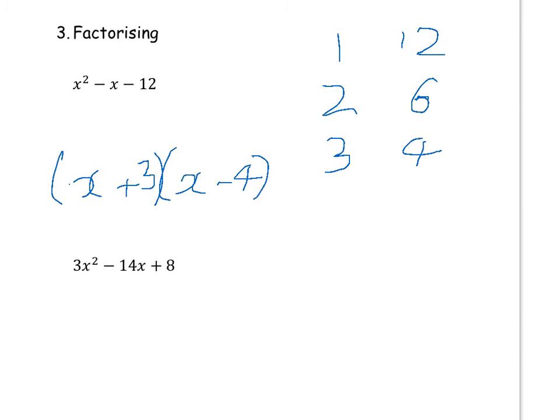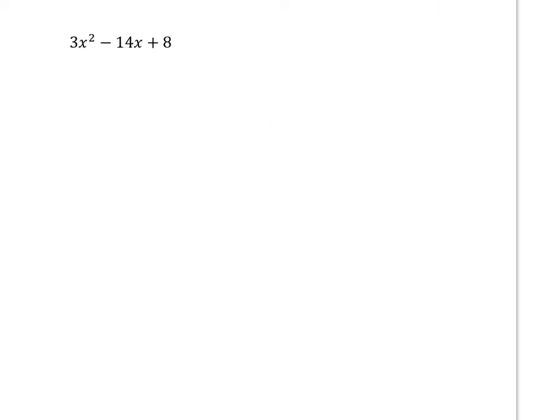Now, this is a more difficult style factorising question. You've got 3x squared minus 14x plus 8. So, now this is the most difficult kind of factorising quadratics question. You have to do 3x squared minus 14x plus 8. Now, I'm going to show you two different methods here for answering this question. It's up to you which method you prefer.